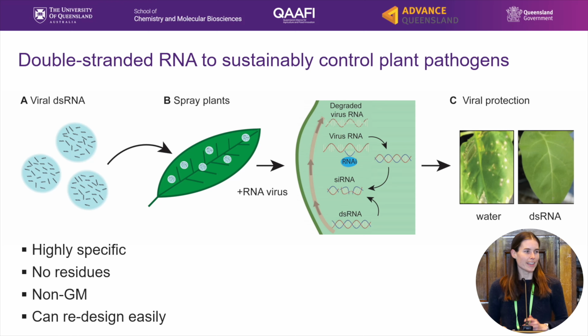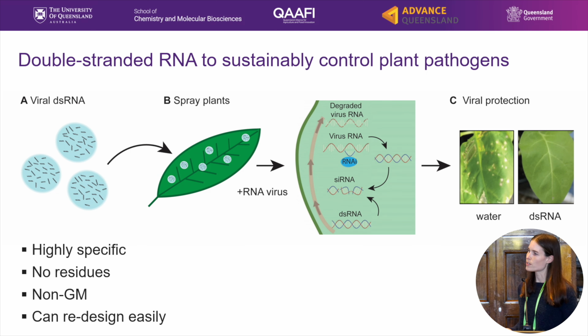I don't really have to do much of an introduction because Beck's already done a great job, but we've been really interested in developing double-stranded RNA as a control for myrtle rust. It's actually been developed for other plant pathogens. It was first developed against viruses, and I've shown a virus example here.